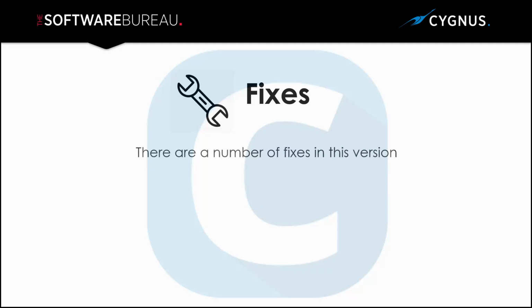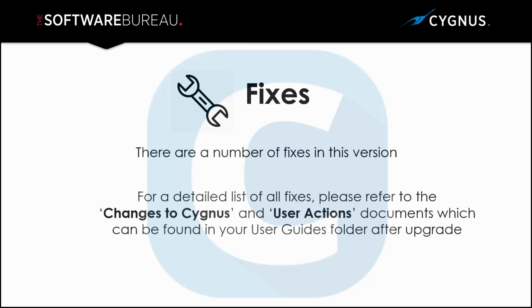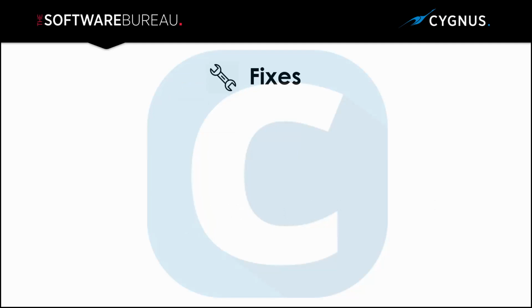So first of all, there are a number of fixes in this version, but for a detailed list of all of those, please refer to the changes to Cygnus and user actions documents, which can be found in your user guides folder after upgrade. Please get in touch with support if you're not sure where that folder is.